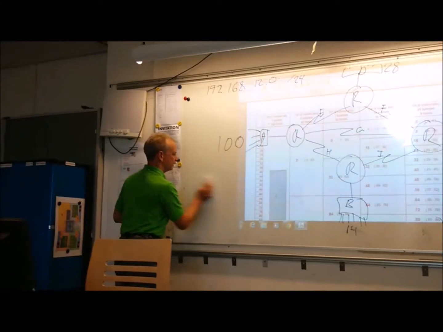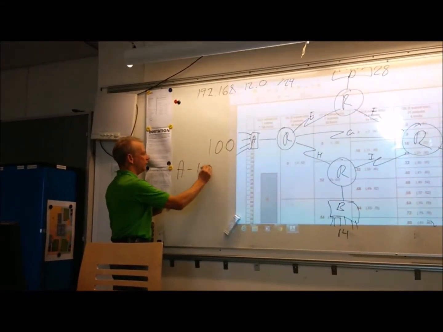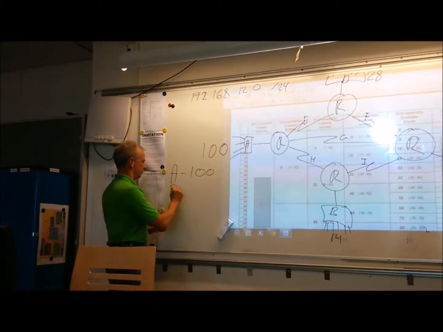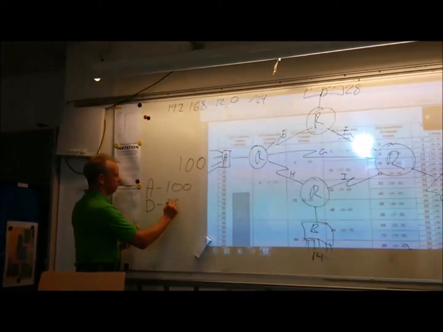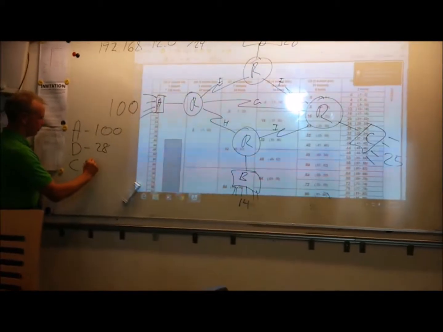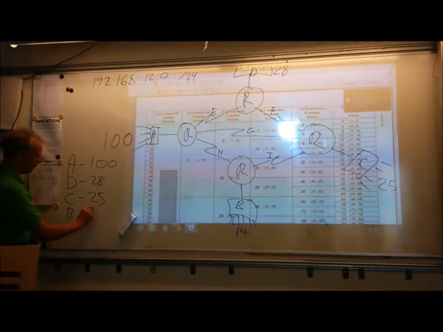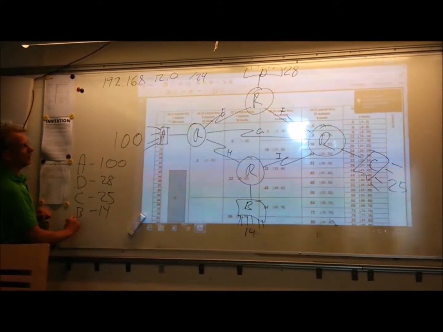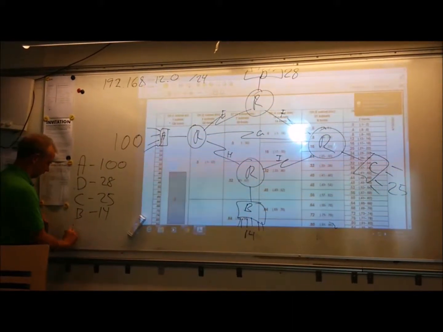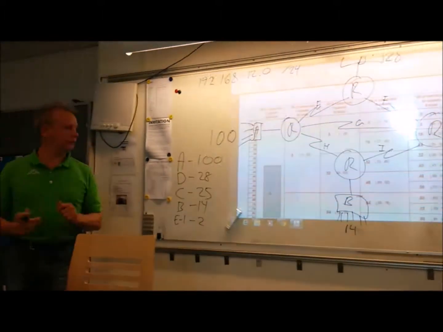So, your A network is 100 machines. Next network is B network, 28 machines. C network, 25 machines. D network, 14 machines. And then our WANs E, F, G, H, 2 machines each of those.